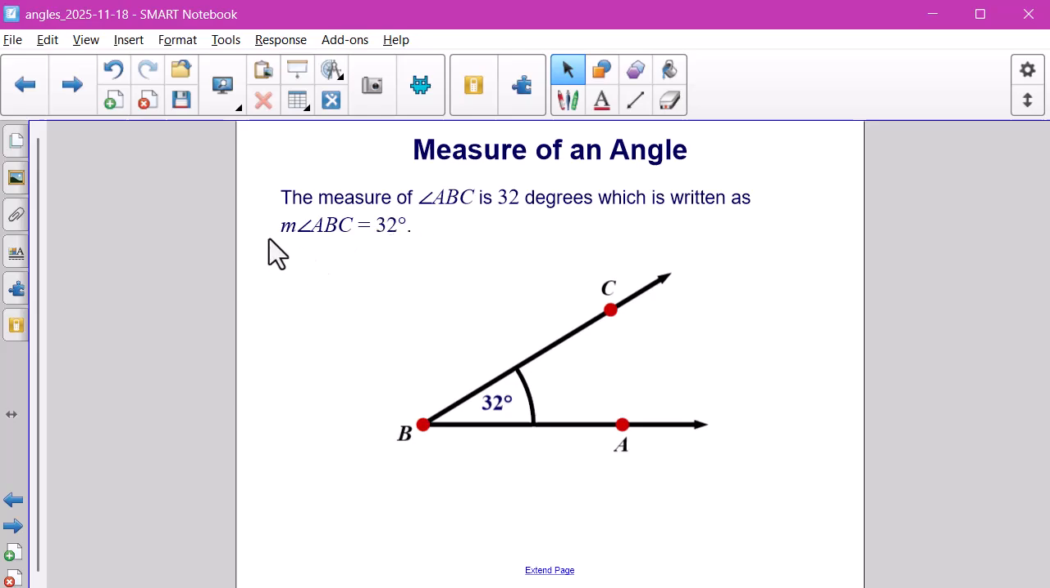Written out in notation, we put the lowercase m in front of the angle symbol, and then the name of the angle, and then equals the degrees that it measures. And again, it's read as the measure of angle ABC is equal to 32 degrees.